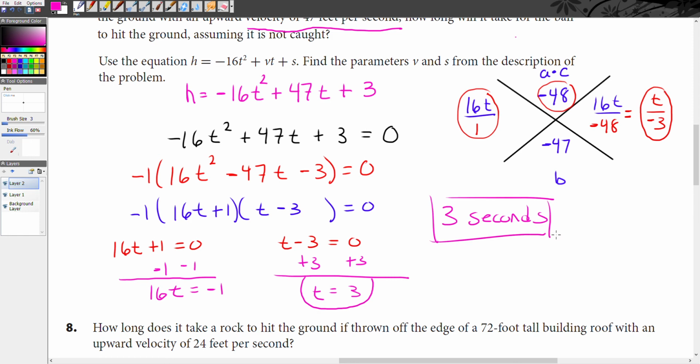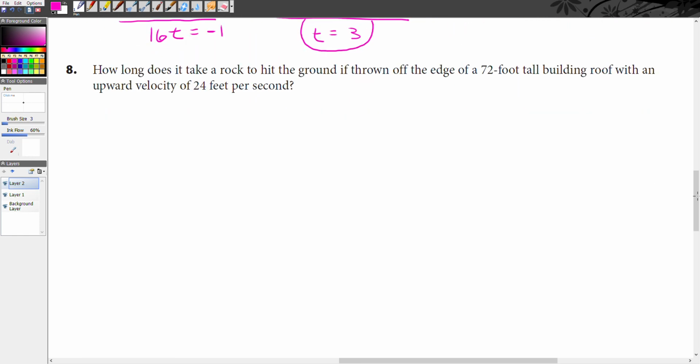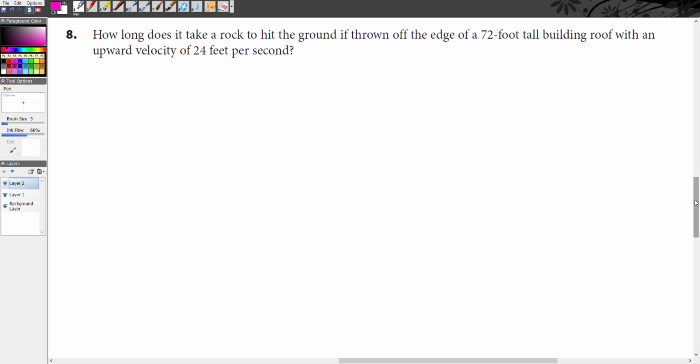All right, one more example. You might want to try and pause and do this one, and then come back and see if you understand. Okay, so how long does it take a rock to hit the ground if thrown off the edge of a 72-foot tall building roof with an upward velocity of 24 feet per second?